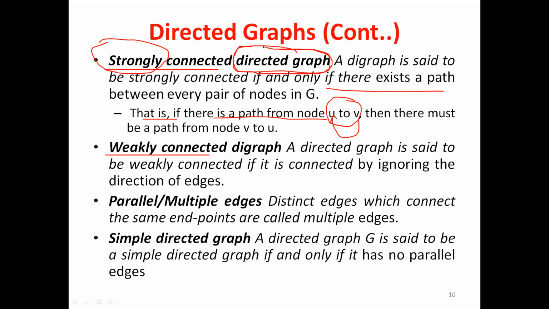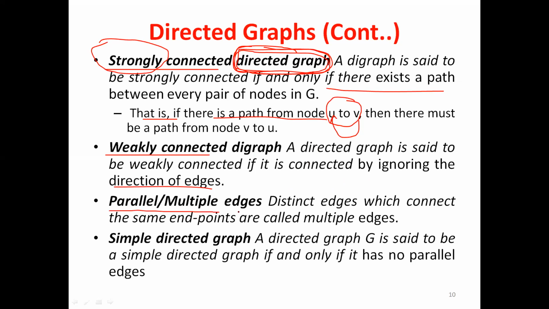Always a directed graph takes extra edges. That's one of the disadvantages in the directed graph. Extra edges. And weakly connected graph. A directed graph is said to be weakly connected if it is connected by ignoring the direction of edges. Nothing but ignoring the edges' direction, right? Then it is considered as the weakly connected digraph.